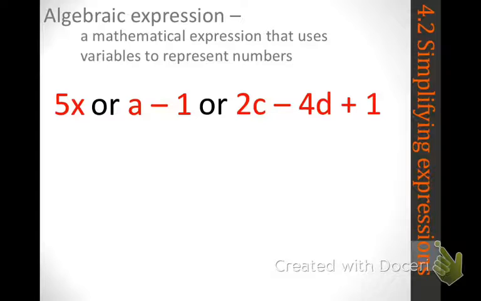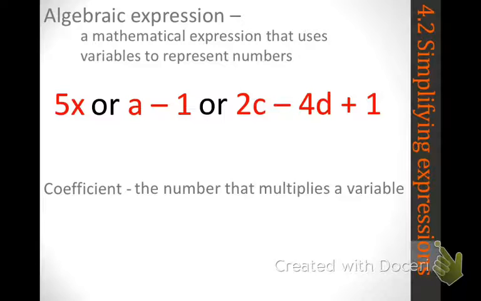A couple other definitions. A coefficient. Now, a coefficient is just the number that multiplies a variable. So, the coefficient in the first algebraic expression is just the number 5. 5 is the coefficient because it's multiplying x.